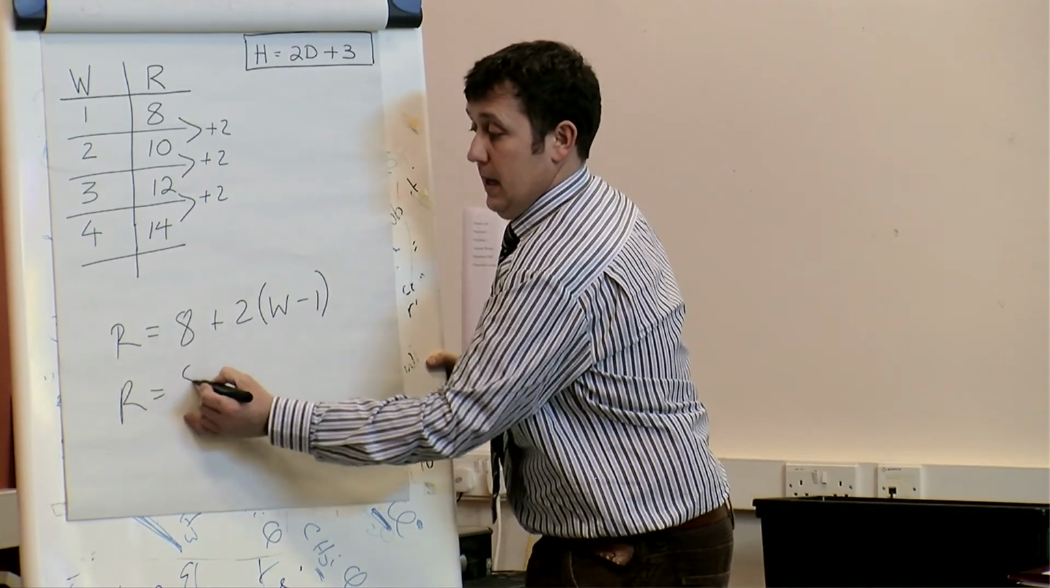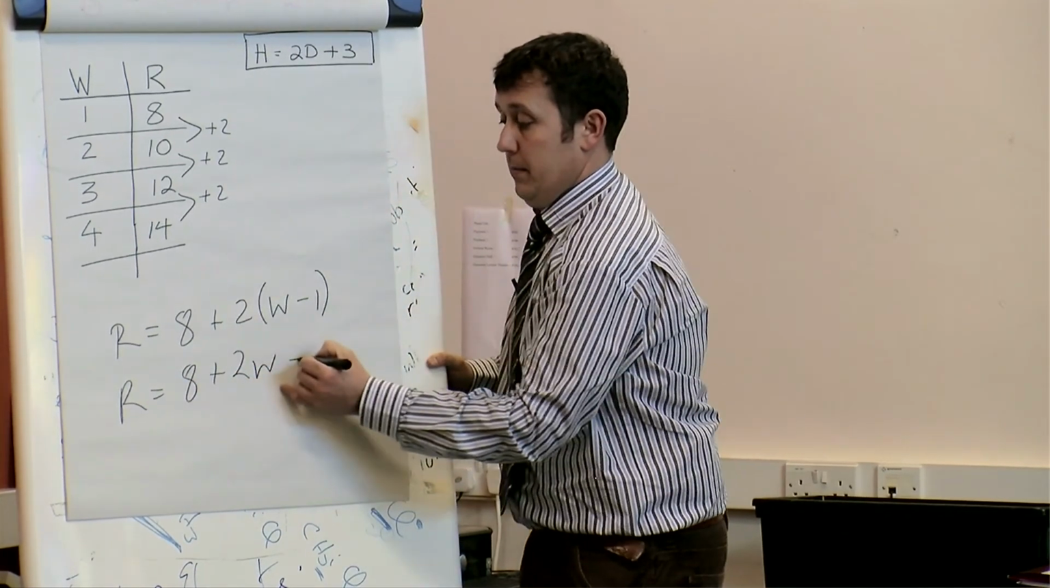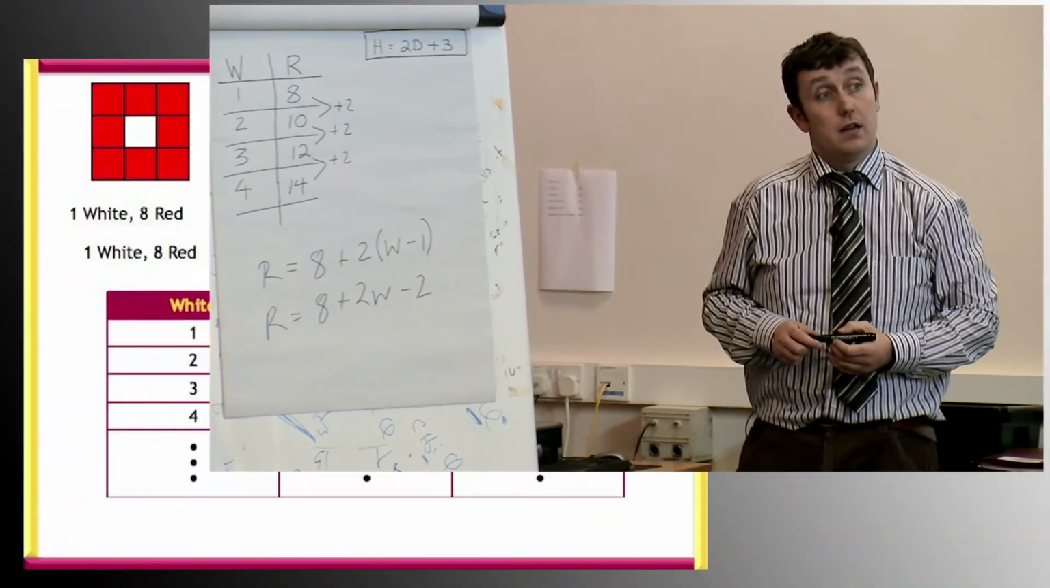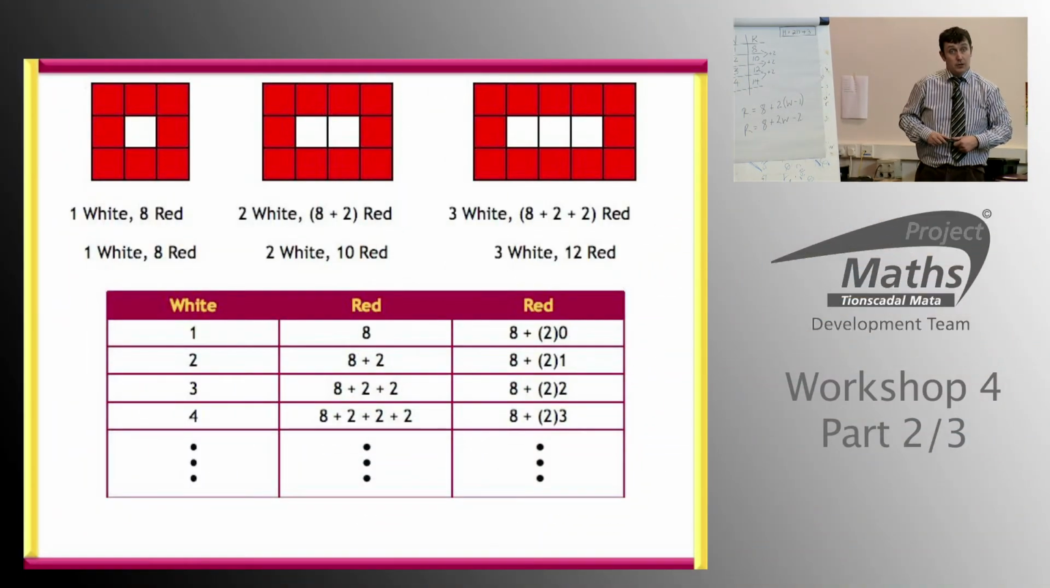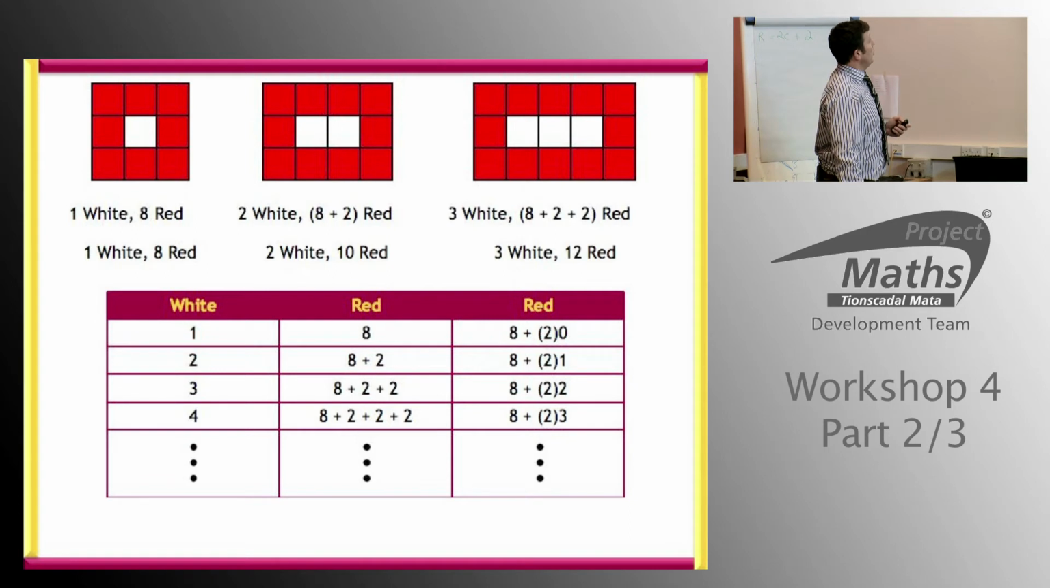8 plus 2W. 8 plus 2W minus 2, which is still what? 6 plus 2W. Is everybody happy with that? So it actually is the exact same thing as was seen visually. Now, what characteristics do we know about a linear relationship?